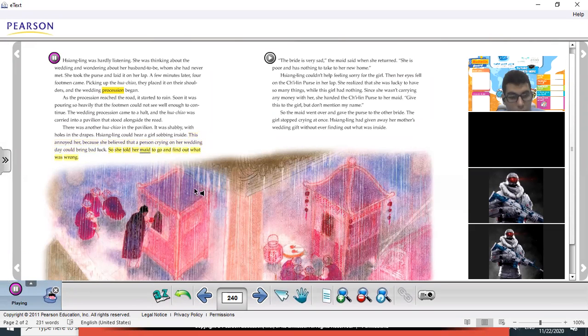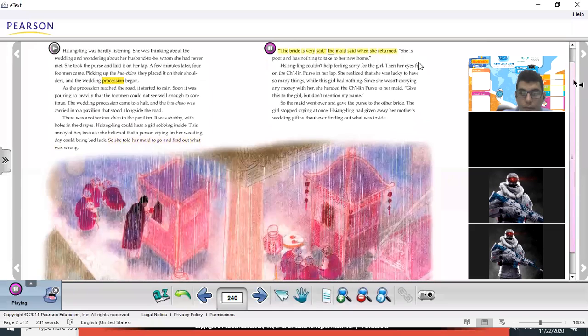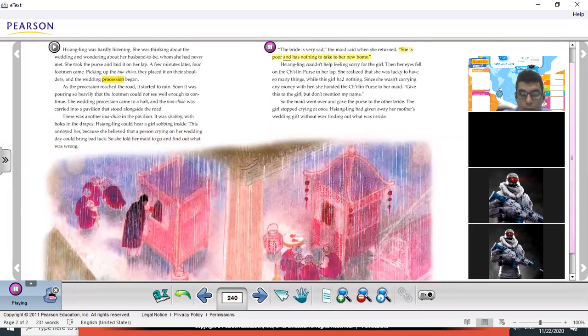So she told her maid to go and find out what was wrong. The bride is very sad, the maid said when she returned. She is poor and has nothing to take to her new home. Sang Ling couldn't help feeling sorry for the girl. Then her eyes fell on the Chi-Lin purse in her lap. She realized that she was lucky to have so many things, while this girl had nothing. Since she wasn't carrying any money with her, she handed the Chi-Lin purse to her maid. "Give this to the girl, but don't mention my name."